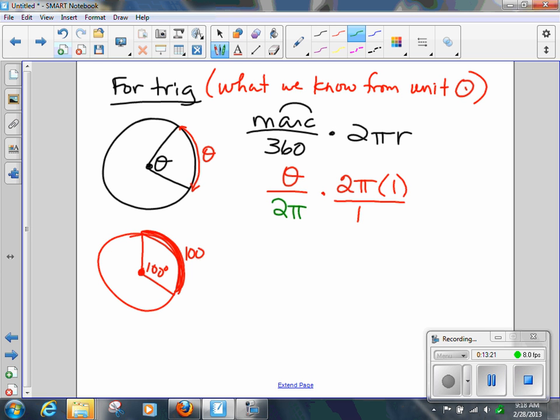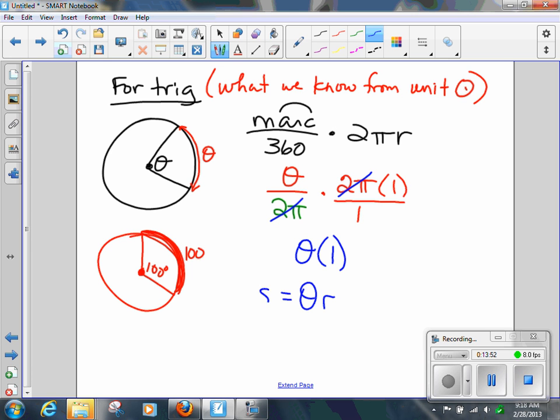Now I want you to think about this. We're multiplying fractions. What can I do to this? Oh, I can cancel the 2 pi's. What else? Yeah, I can cancel my 1's. But what's that leave me with? Theta times 1. And what did 1 represent? The radius. So I'm going to throw it back in there.